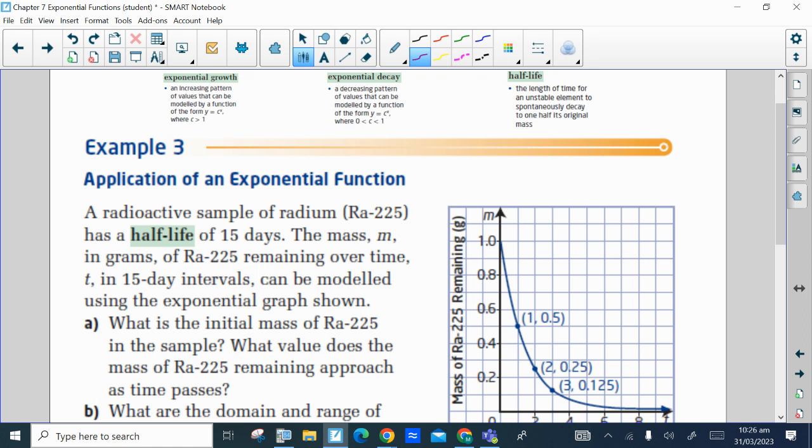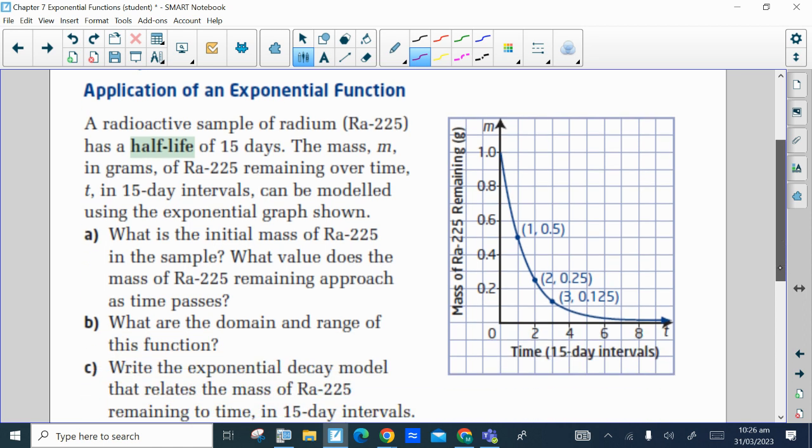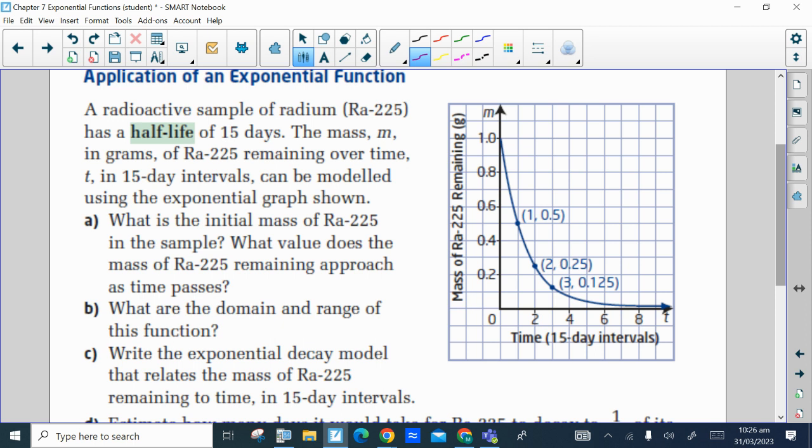One of the terms we're going to see when we're talking about exponential decay is the half-life. It's a length of time for an unstable element to spontaneously decay to 1/2 of its original value. So an example of exponential decay is where you have a radioactive sample that decays. So in this case, the radioactive sample of radium Ra-225 has a half-life of 15 days. The mass m in grams of this radioactive sample remaining over time, t, in 15-day intervals can be modeled using that exponential graph shown.